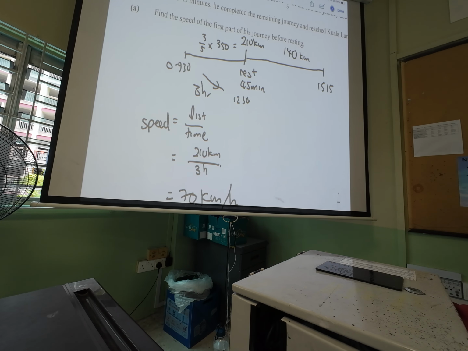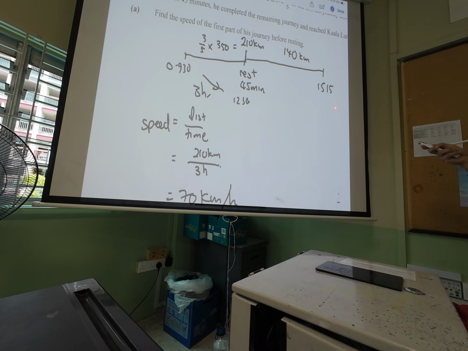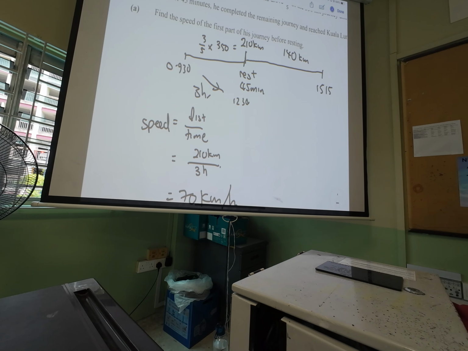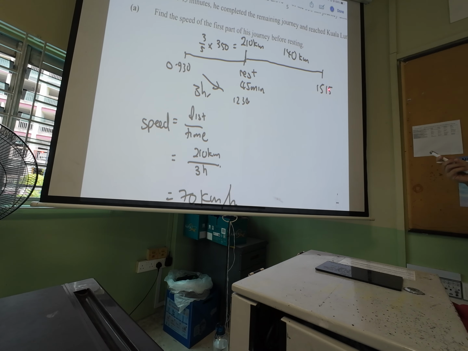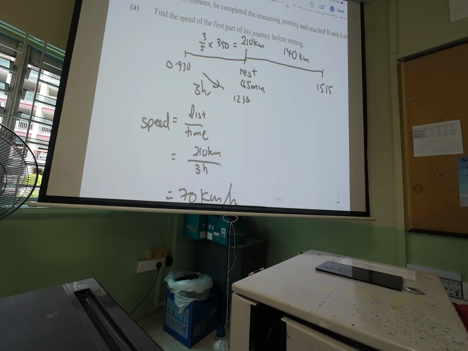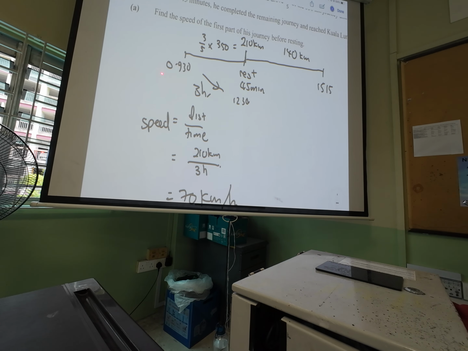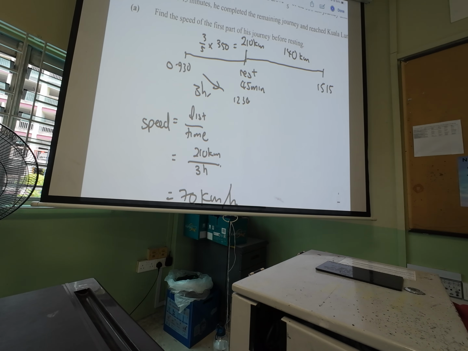So this one, even the rest 45 minutes, I also don't need to care. As long as I start 9:30, I end 15:15, I find out how long is that. That is my entire time. I know the entire distance is 350 kilometers. Then I just take 350 divided by the entire time. So the rest of the information is to confuse you. The 45 minutes got no use at all. Okay? Can?